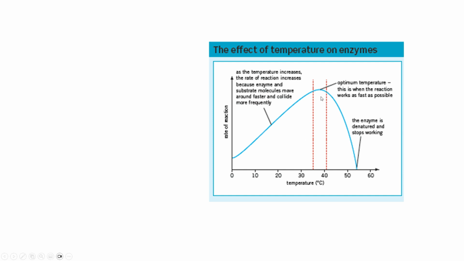You then get an optimum temperature that can be different for different enzymes, but this is where the reaction is working as fast as possible. The enzyme at high temperature is then denatured, and we'll talk about denatured soon. It's a very important word, but basically the enzyme stops working.